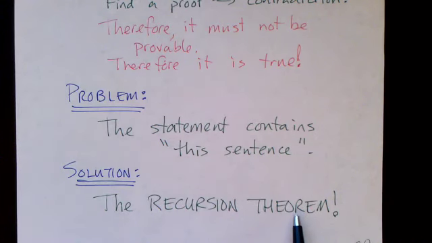And so that's Godel's incompleteness theorem. It says that there's some statements in number theory that are true but that can't be proven. And that's a very important result. And so it's just fascinating.